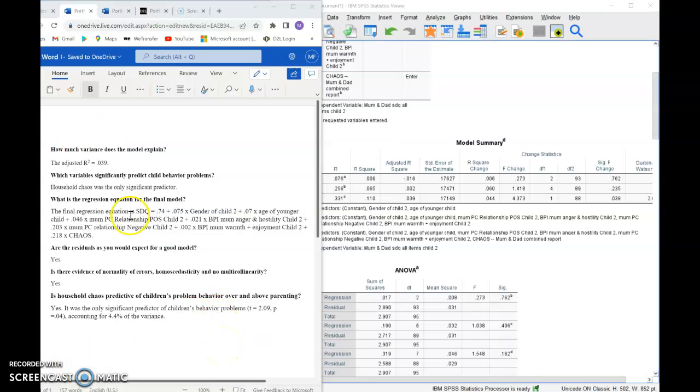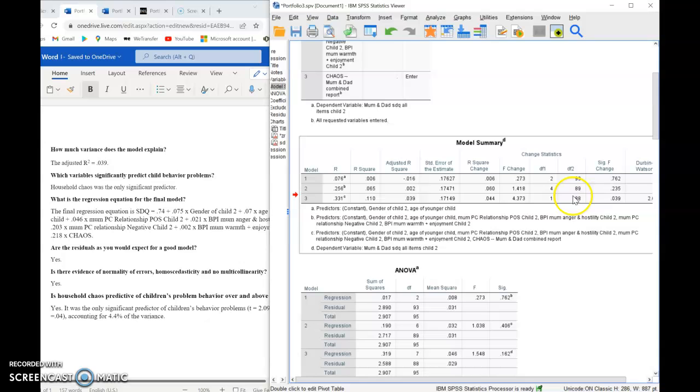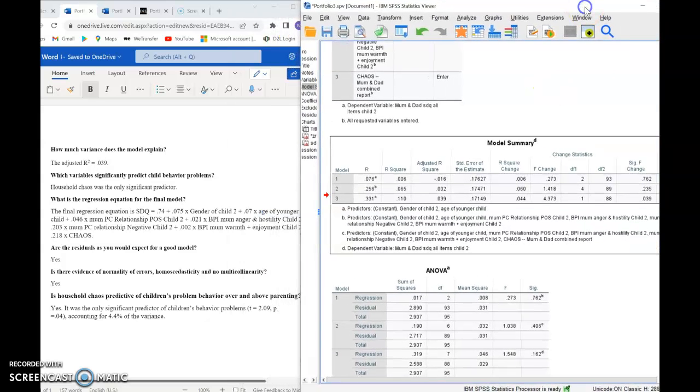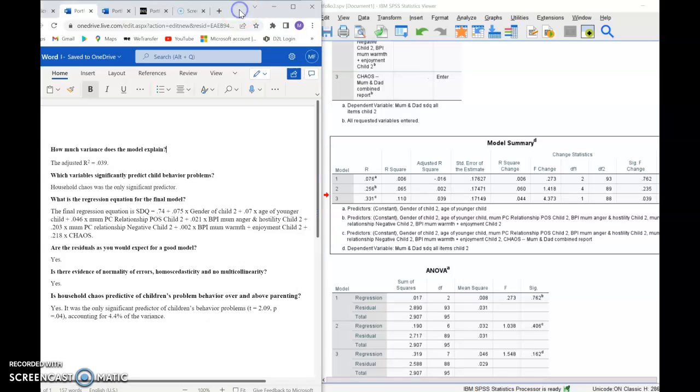Alright, so to answer the questions from the multiple regression handout, how much variance does the model explain? The adjusted R-square equals 0.039, which we can see here in the model summary. Which variables significantly predict child behavioral problems? As we saw earlier, household chaos was the only significant predictor. What is the regression equation for the final model? Here is that right there.